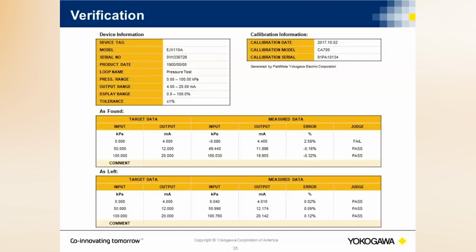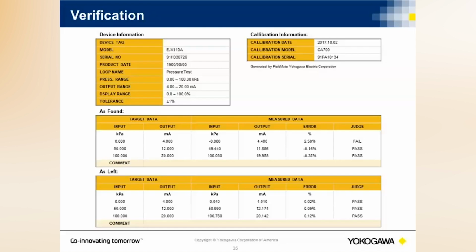Here's an example of a report that was generated using a Yokogawa FieldMate interface. This shows the type of transmitter being tested, an EJX110A, the type of test, the pressure range that was involved in the test, the output range, and the tolerance. On the right, it shows you the date this process took place. It shows you the model of the calibrator and the serial number. And then at the bottom, it shows you the results of the as-found and as-left test.